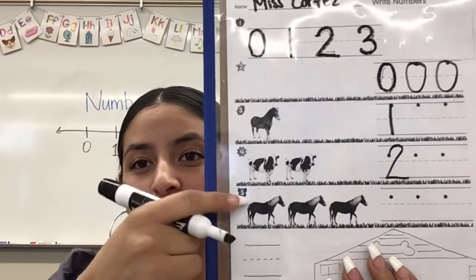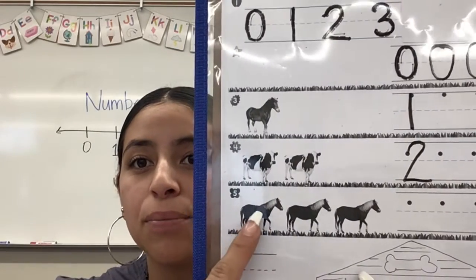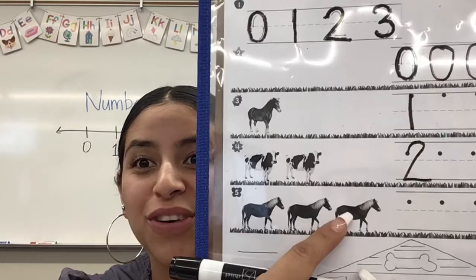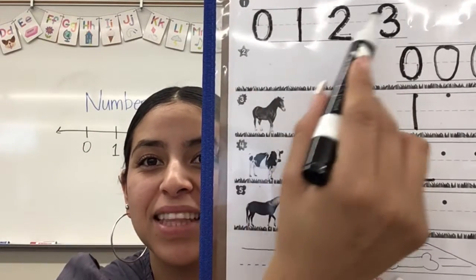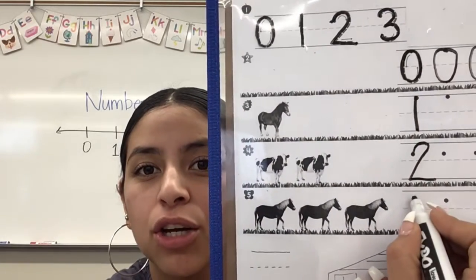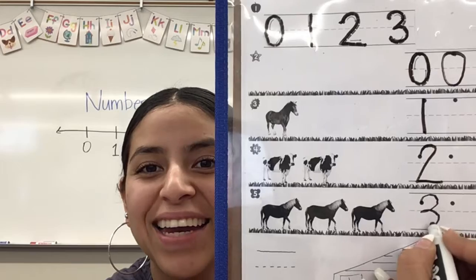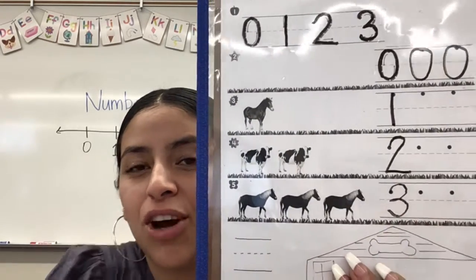Good job. Go ahead and drop down to number 5. We're going to count how many horses we see. Ready? 1, 2, 3. There are 3 horses. So go ahead and look up here. This is our number 3. We're going to write that number down here. And we're going to go around and around. Good job. And you're going to write that number 2 more times on your line.